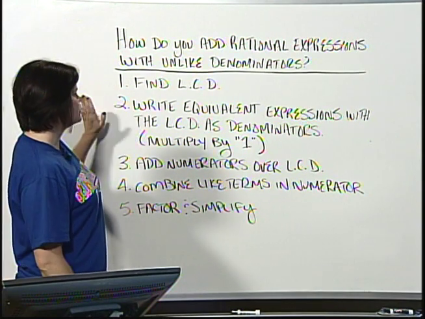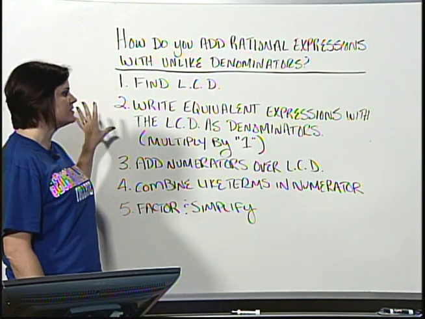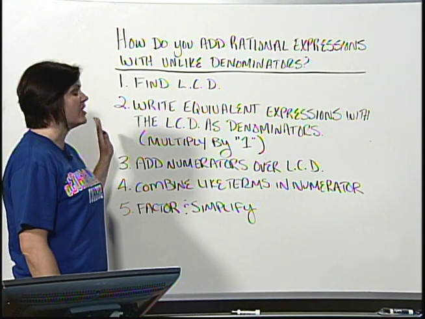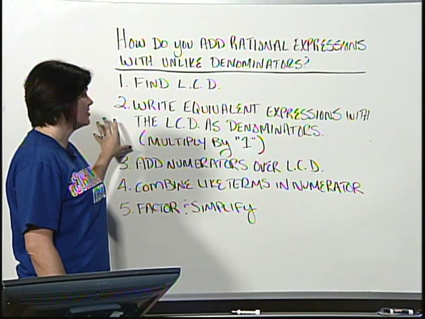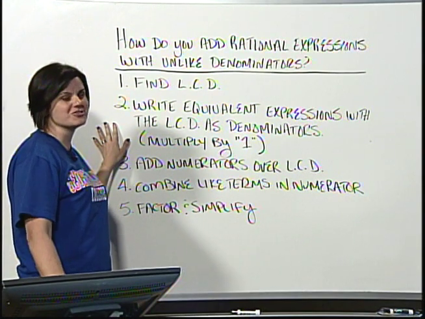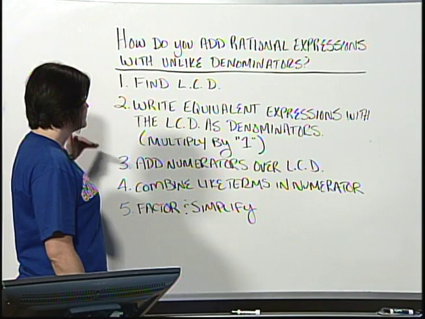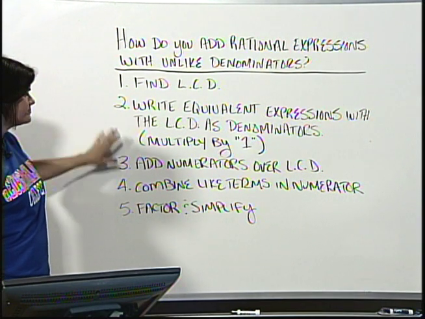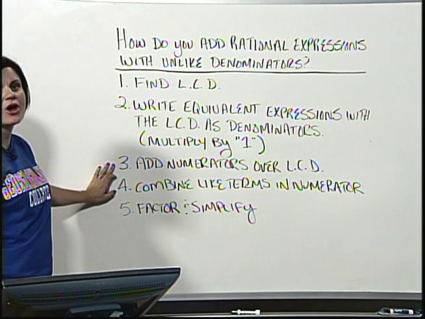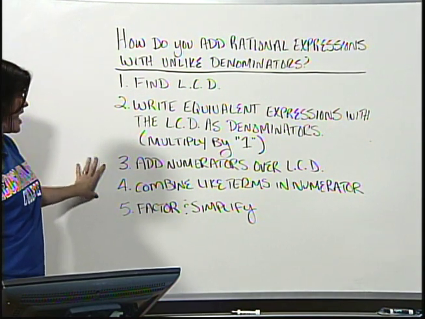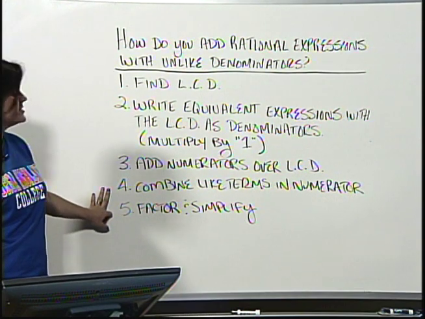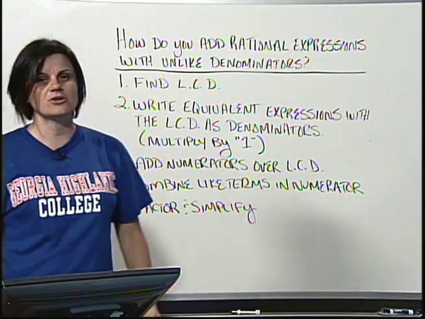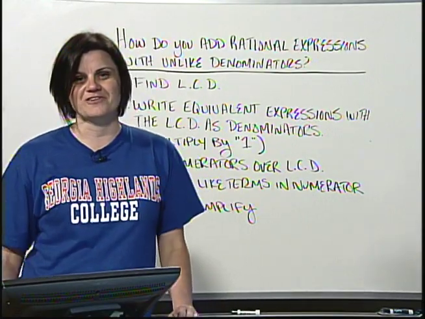After you've found the LCD, you're going to write equivalent expressions with the LCD as the denominator. And we also have a video telling you how to do that step as well, but I'll show you in the example we'll look at in a moment. After you have equivalent expressions, you're going to add the numerators over the LCD and combine like terms in the numerator, factor and simplify if possible. But let's go ahead and take a look at an example to clear this up for you.